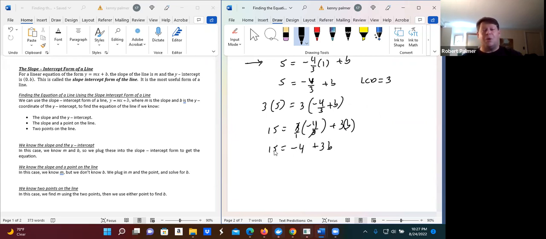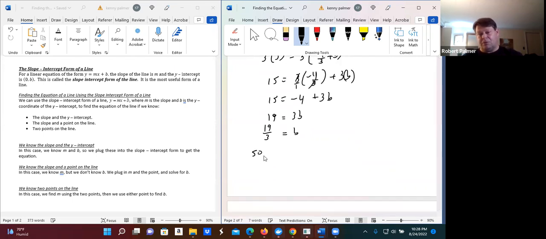Now we have an equation just for b with no denominators. So we solve this: add 4 to both sides. So 4 plus 15 is 19, which is equal to 3b. Then divide both sides by 3. b is equal to 19/3. We can't simplify that. So the equation of our line is y is equal to -4/3 x plus 19/3.